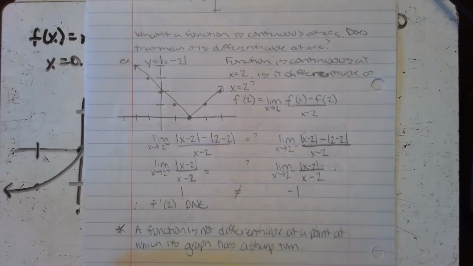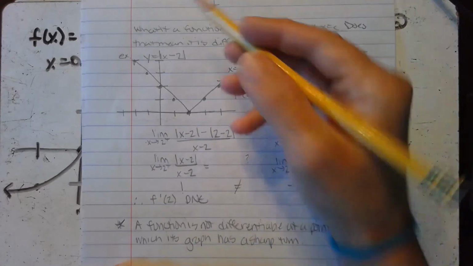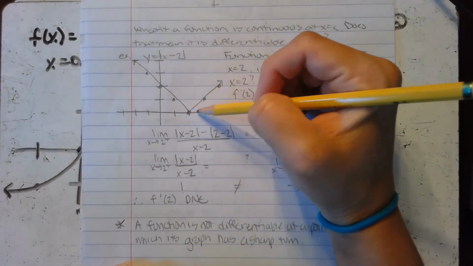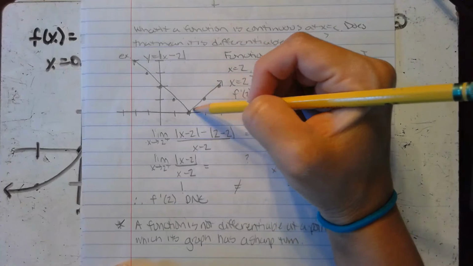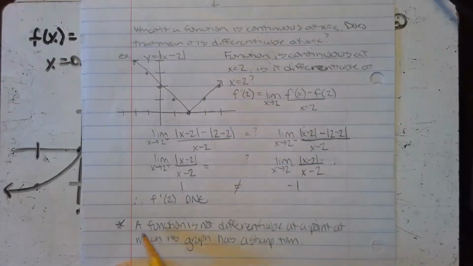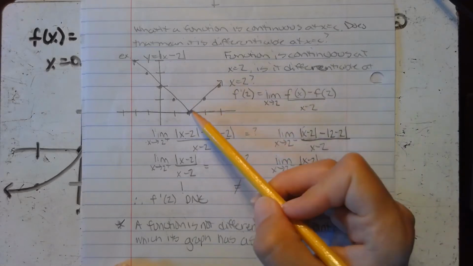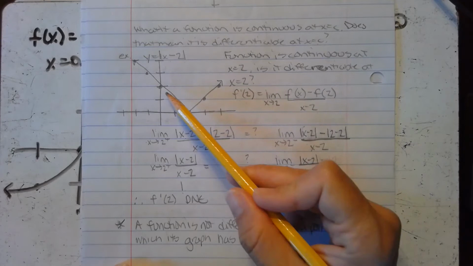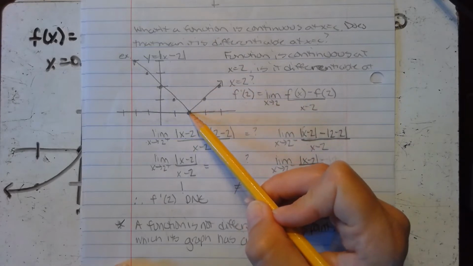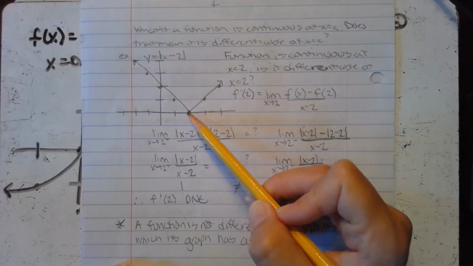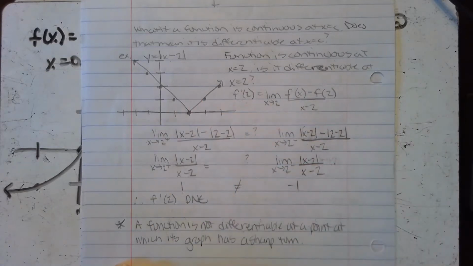And we could say something here. Notice what actually happens. This isn't just a nice little curve right here. This is called a sharp turn. A function is not differentiable at a point at which its graph has a sharp turn. Every now and then it may be, but for the most part, especially with absolute value functions, they have a sharp turn, that V shape, at the vertex. Usually it is not differentiable right there.